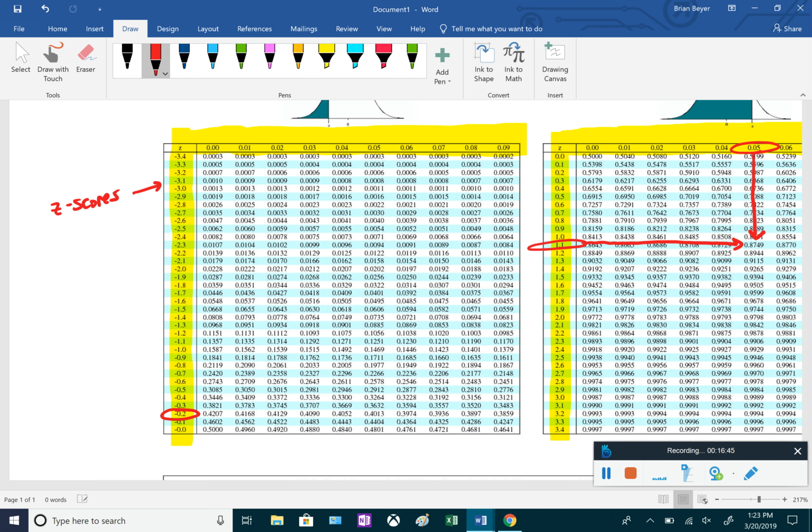So it has negative 0.2. Hundredths place value of 4 is right there. So we see where they meet. And that tells us the area underneath the curve, which is 0.4052.